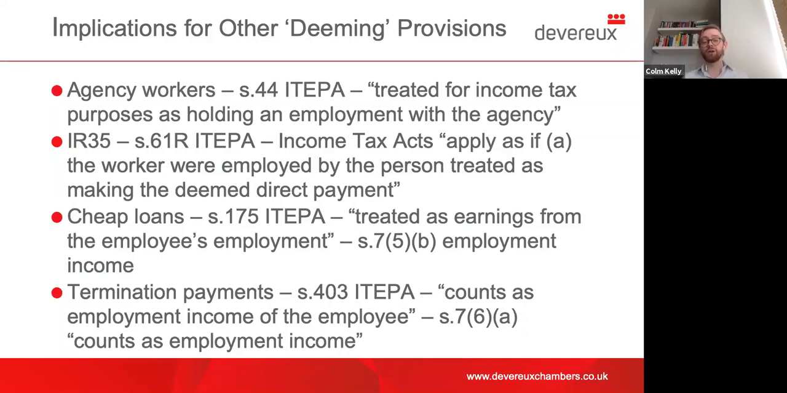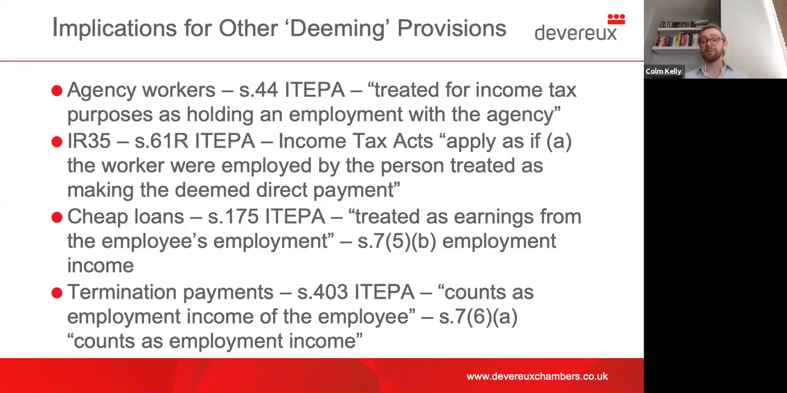Other payments, which aren't expressly dealt with in the convention, are taxed in the country of the residence of the person receiving them. So if you had a non-resident employee working in the UK, query why it is that the benefit of a cheap loan, which isn't wages, salaries, or remuneration, has a right to be taxed in the UK.